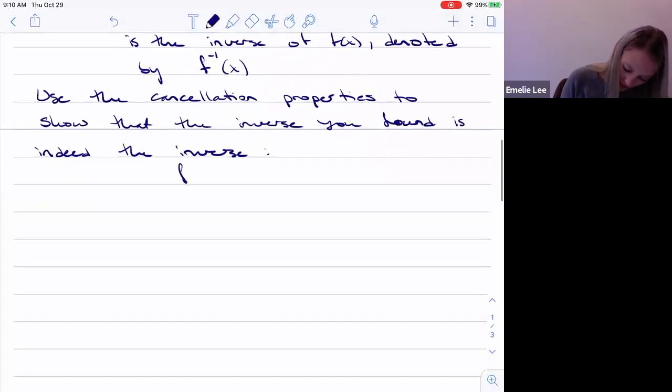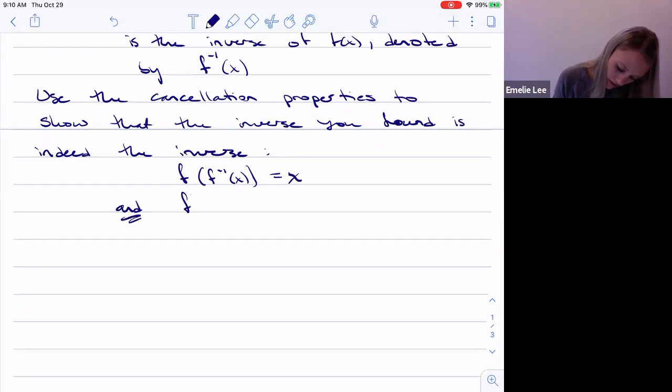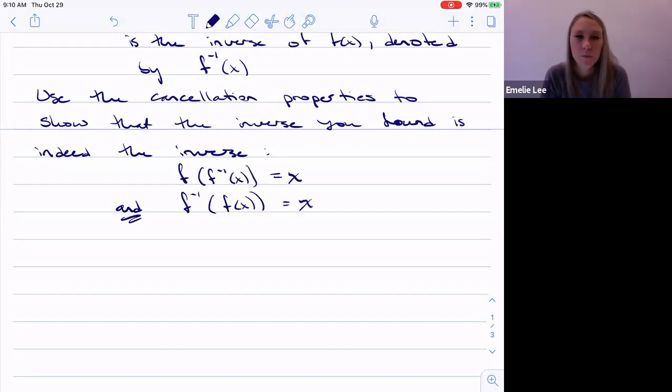By showing that f composed with the inverse, you end up with just x, and the inverse composed with the function, you have to end up at x too, or as well, I should say. Okay.